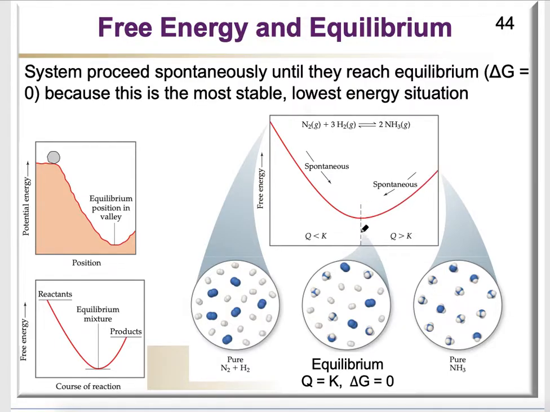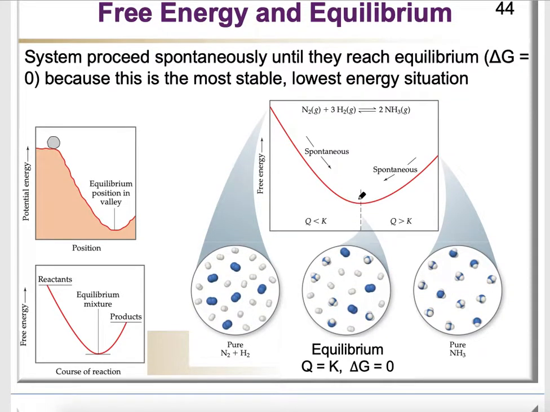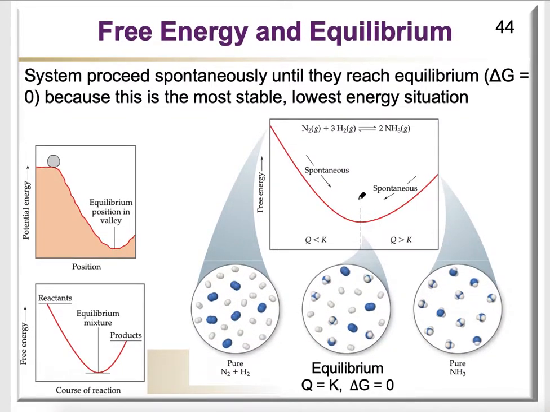Equilibrium is here at the center. At equilibrium, we actually have the lowest energy situation, the most stable situation, and that's where your delta G is equal to 0. This is where your Q, or reaction quotient, is equal to K. Now, if I'm starting here on this side, that's where Q, or the reaction quotient, is less than K. When that is the case, we already know that the reaction is going to spontaneously continue to the right until it reaches equilibrium. That's something that we had said in earlier chapters.